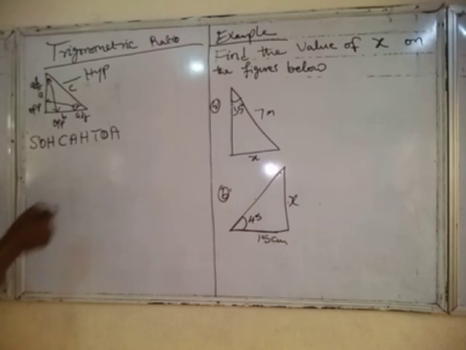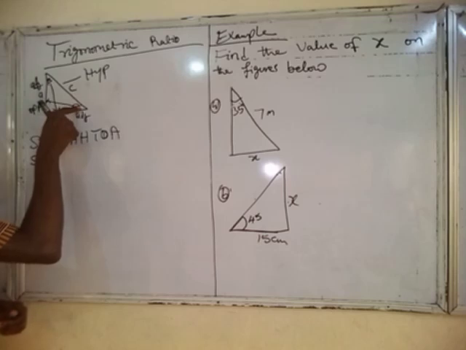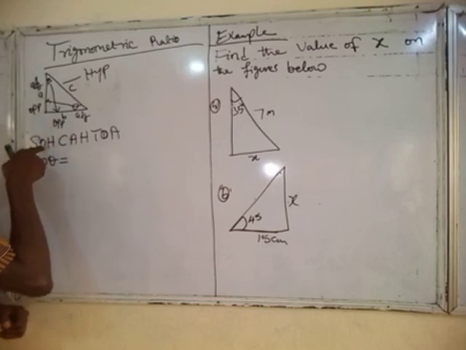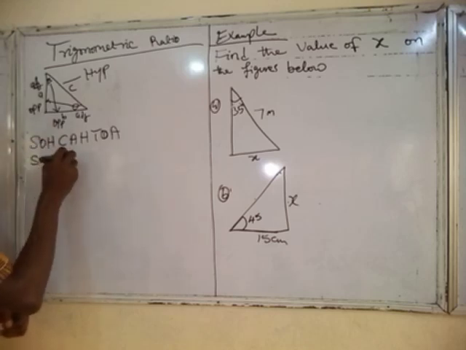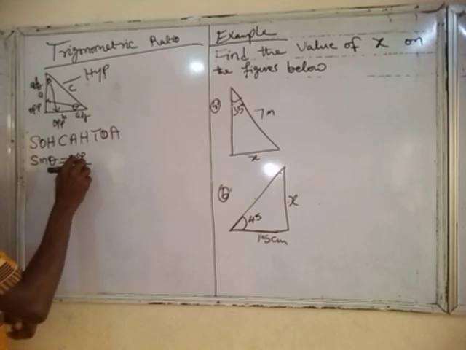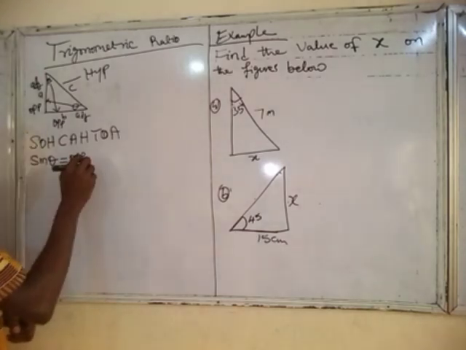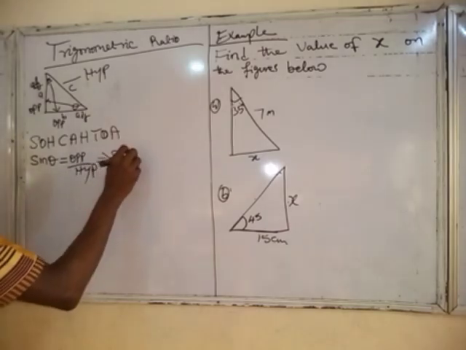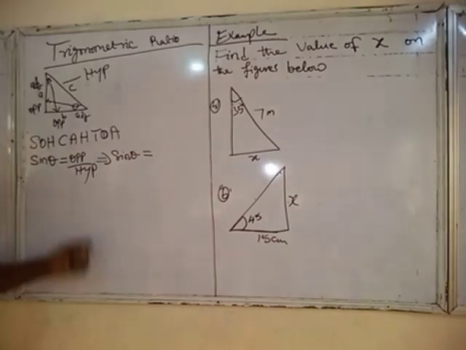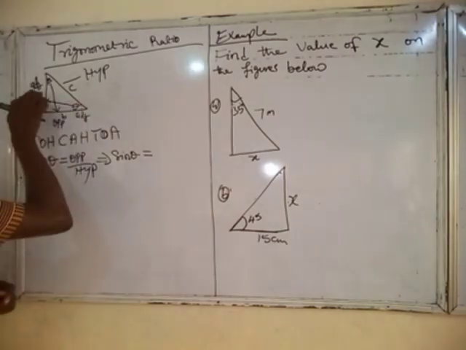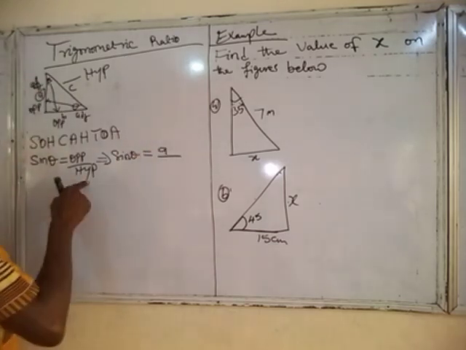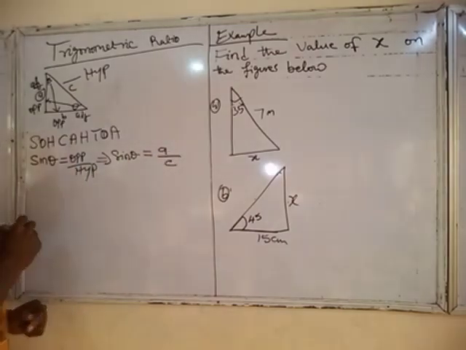So how this works is, we write out S is for sine. Let's consider the angle theta first. So sine theta equals opposite over hypotenuse. So this implies that sine theta is equal to opposite for theta, which is A, over hypotenuse, which is C. This is ratio 1.